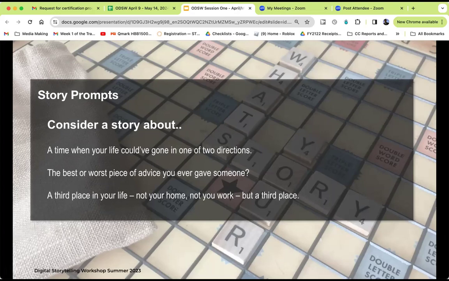And a third place in your life, not your home, not your work, but a third place. It could be a physical place, it could be an emotional place, it could be inside of a book, it can be somewhere, right? And it's up to you to determine that third place. And if you go in that place, what's the story? Is the story about the place? Or is it that when you go there, it allows you to think about things differently than when you're there as a teacher or as a mother or as a partner? It's just a place where there's solitude, and what's the story that comes out of that.